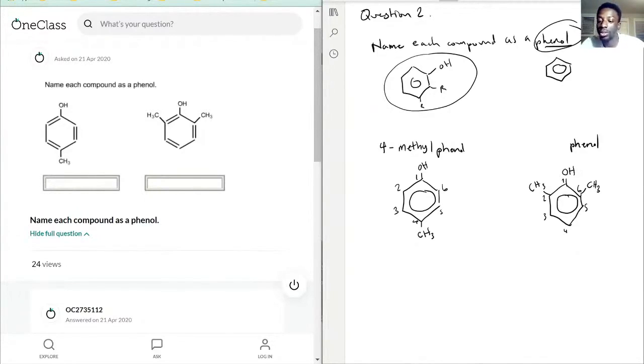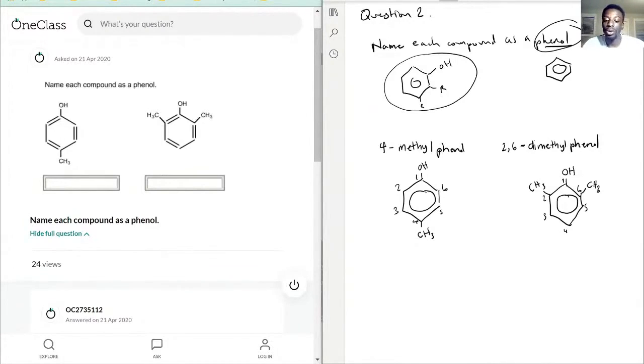Now the second one is a little bit trickier, because there are 2 methyl groups on the 2 and the 6. With this, you still want to make sure you put where they're located. So you put 2,6, and then there's also a way to account for multiple of the same thing: di for 2, tri for 3, etc. In this case, they're just methyl, so you put 2,6-dimethylphenol, and that is the name of this compound.